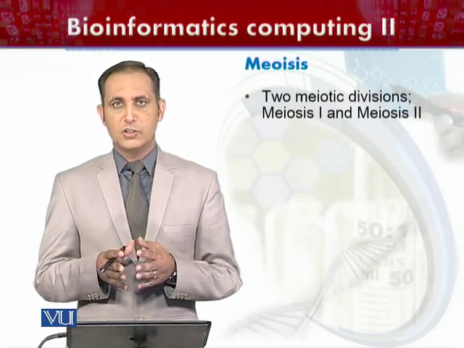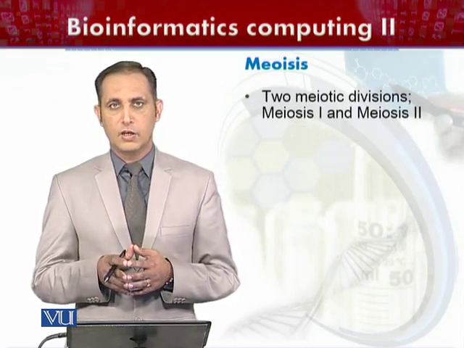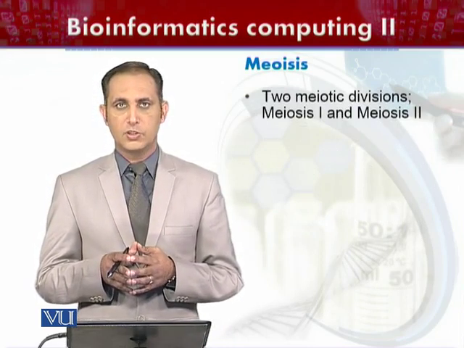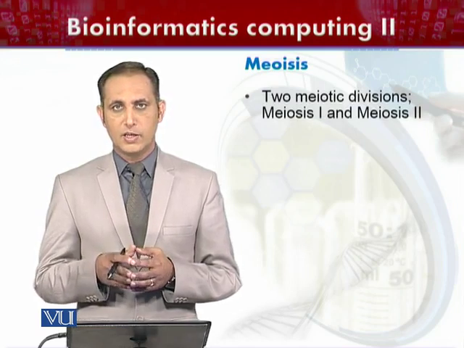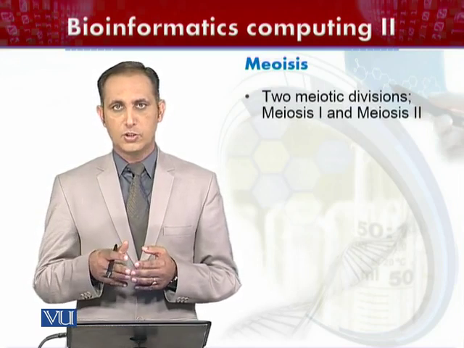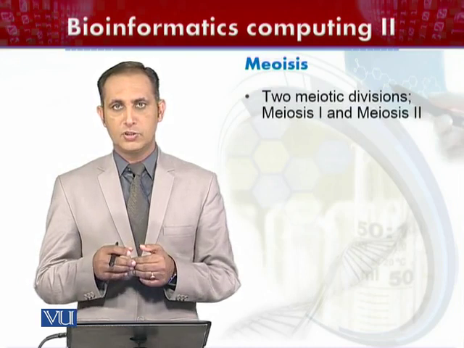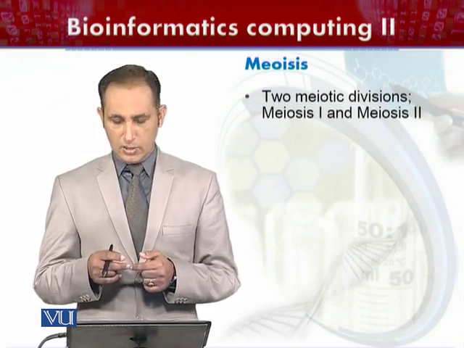Now, this meiosis consists of 2 consecutive subdivisions. One is called meiosis 1 followed by meiosis 2. So there are 2 consecutive subdivisions of meiosis, meiosis 1 and meiosis 2.